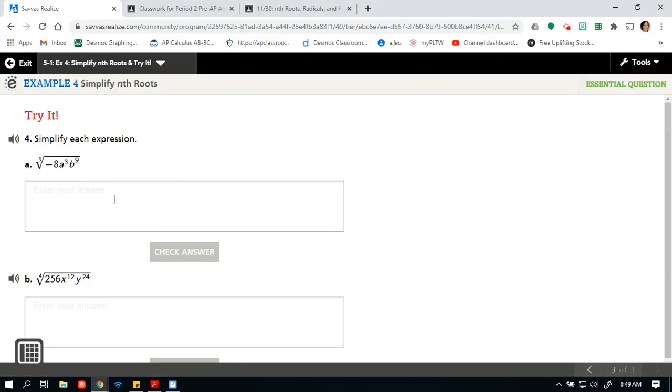Here is your try-it-yourself. Those are not nice numbers. This is a 3 index, which means you can have a negative in here. This is a 4 index, which means you cannot have the negative in there. So make sure you pay attention to those indices. And I will catch you in the next video.